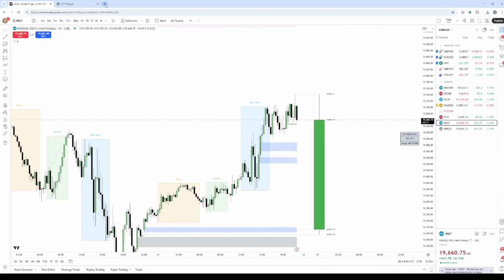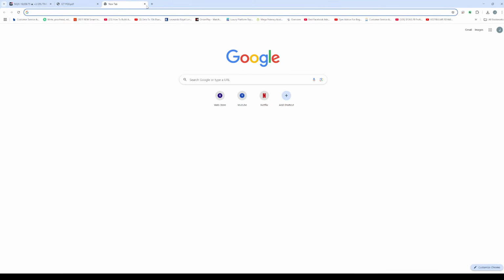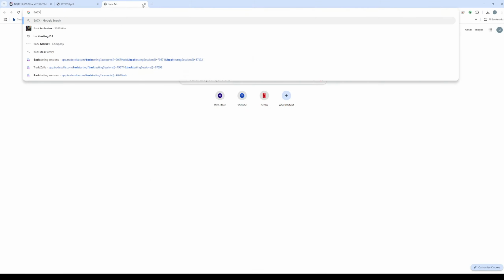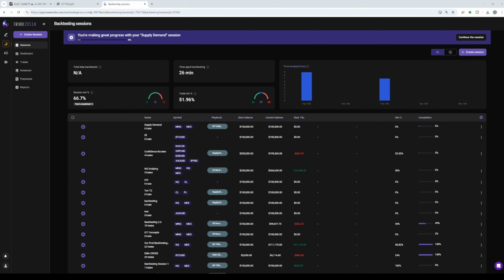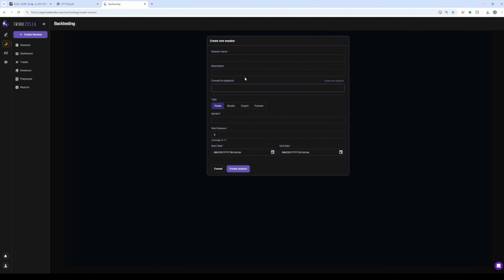But what I'm going to do is actually go on to backtesting here, and we'll backtest this a little bit together. Has anyone got any questions about that? Does everyone understand the basic concept that we're going with here? Okay. We'll create a new backtesting session.